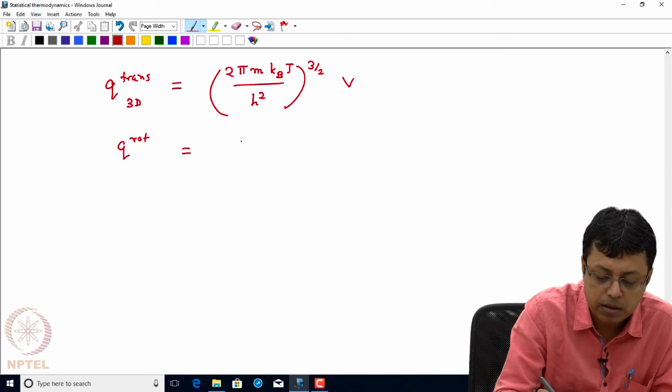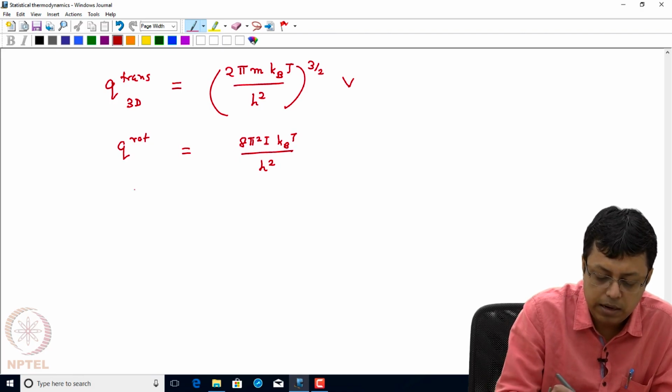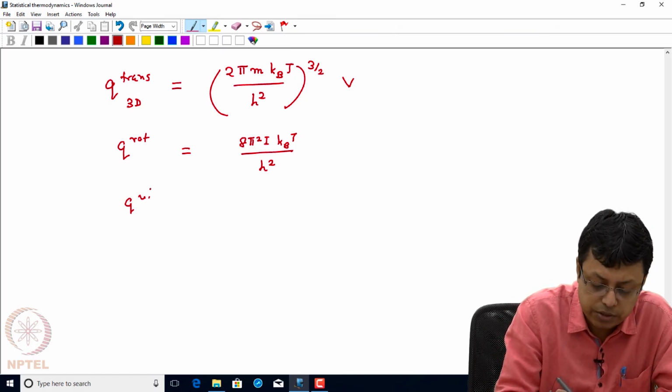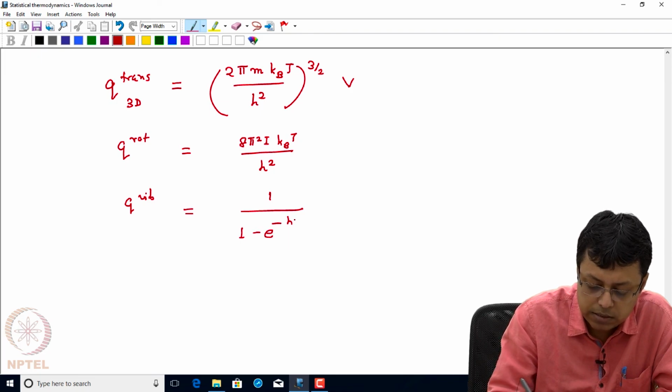which is 8 pi squared I kBT divided by h squared, and then we also have the vibrational partition function, and that is 1 over 1 minus e to the power minus h nu by kBT.